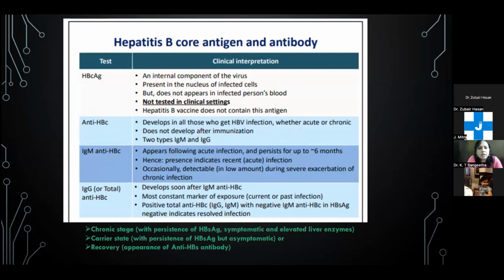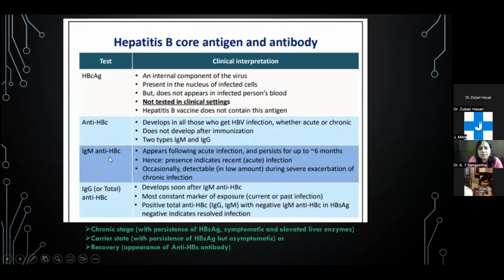Now, next coming to the hepatitis B core antigen and antibody. The core antigen, I have already discussed, is not secreted, so it does not appear in the infected person's blood. It is present only in the nucleus of the infected cells, so it is not tested in clinical settings. Now coming to anti-HBc, it develops in almost all those who get HBV infection, whether chronic or acute. It does not develop after immunization.